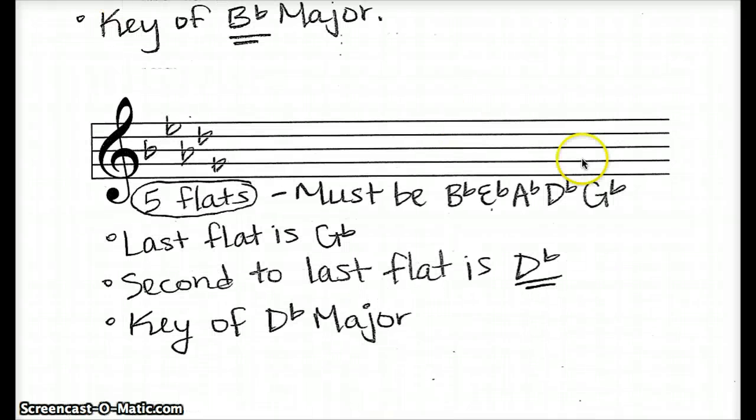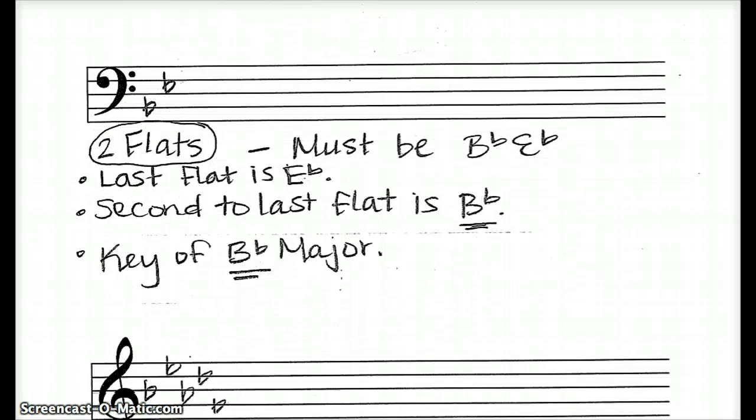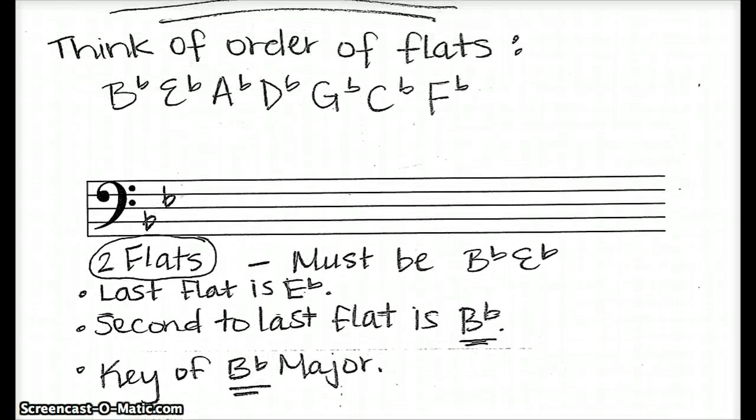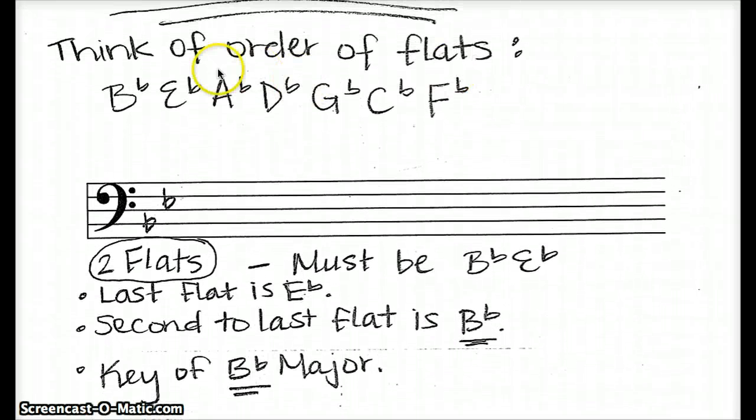Now, this is a little tricky, so we're going to do a couple more examples. So, again, we're going to think of the order of flats. B flat, E flat, A flat, D flat, G flat, C flat, F flat. And here's our next example. So here now we're going to have 2 flats. We know that if we have 2 flats, it has to be the first 2 on our list here. So they have to be B flat and E flat.